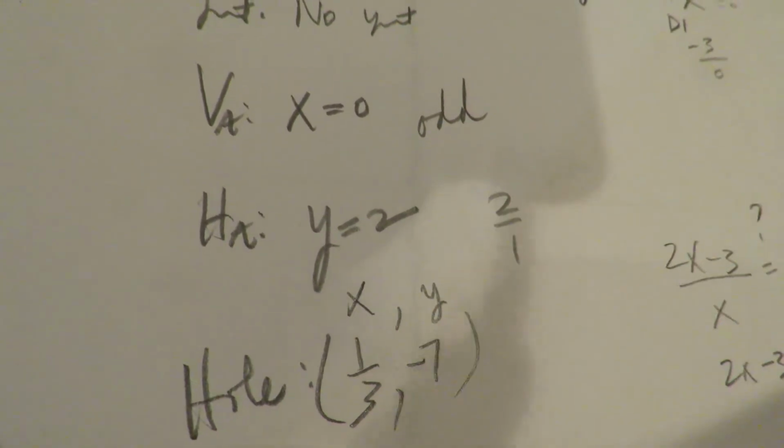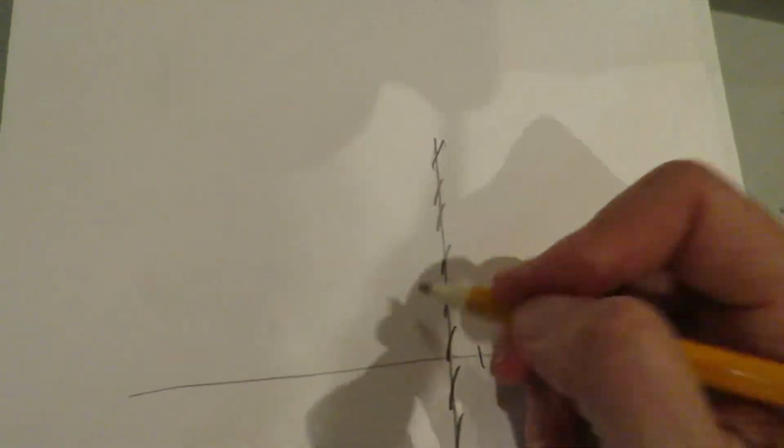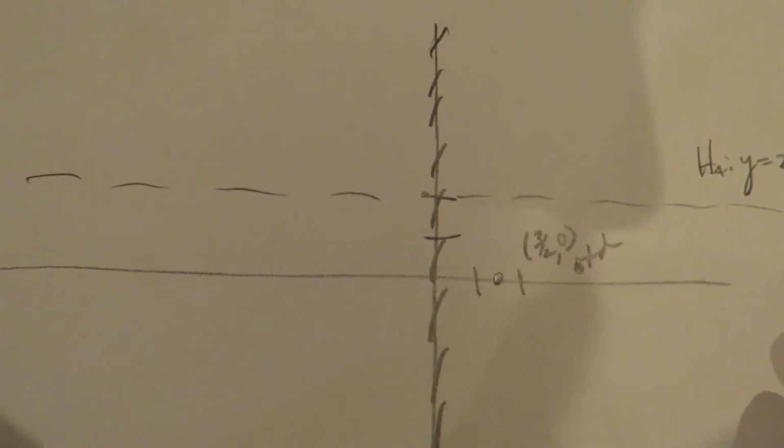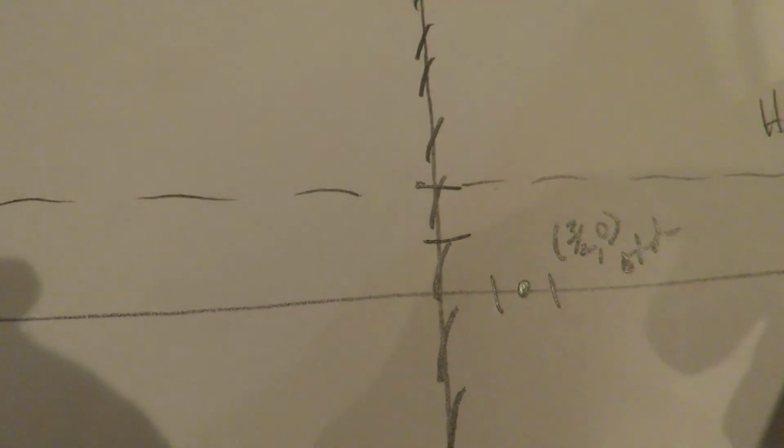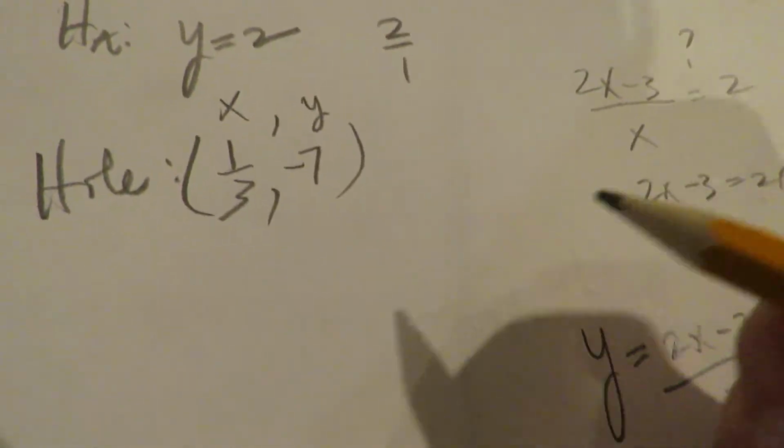Alright, what else do we have? We have an HA at 2. 1, 2. Okay, so we have an HA at y equals 2. We're not going to cross it. And we have a hole at 1/3, negative 7.